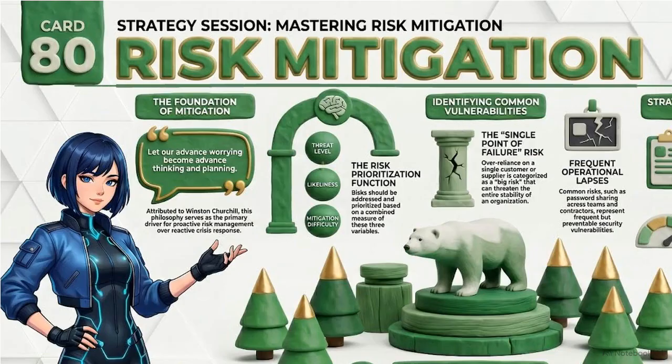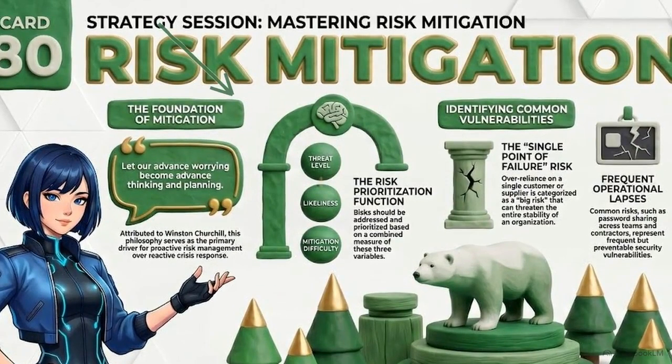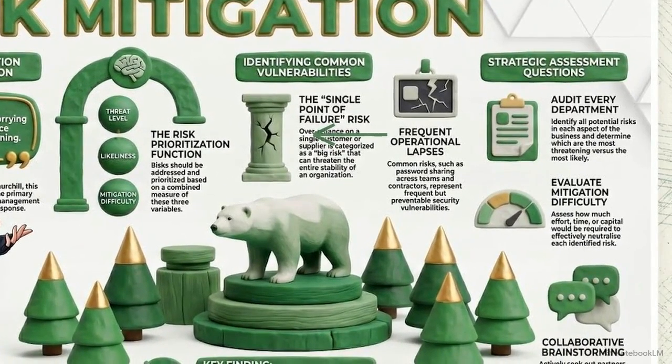As this risk mitigation overview shows, we can use a specific framework to filter out minor issues and focus on legitimate threats. The risk prioritization function archway measures danger across 3 distinct variables: threat level, likeliness, and mitigation difficulty. The single point of failure pillar illustrates a high-level threat, such as an organization that relies too heavily on a single customer or supplier to maintain its stability.